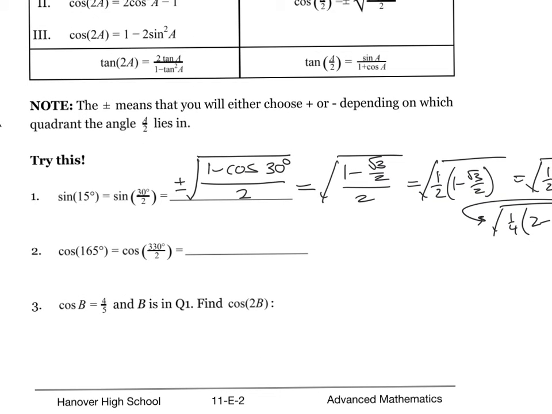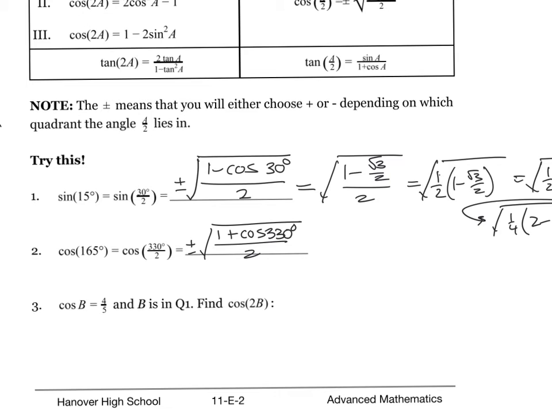So we're going to use now the cosine formula. We've got cosine of 165. Again, an angle that's not on our unit circle. But by rewriting that as the cosine of 330 over 2, so 330 is twice 165, hint, hint, 330 degrees is on our unit circle. We now can rewrite this as plus or minus the square root of 1 plus cosine 330 degrees over 2.